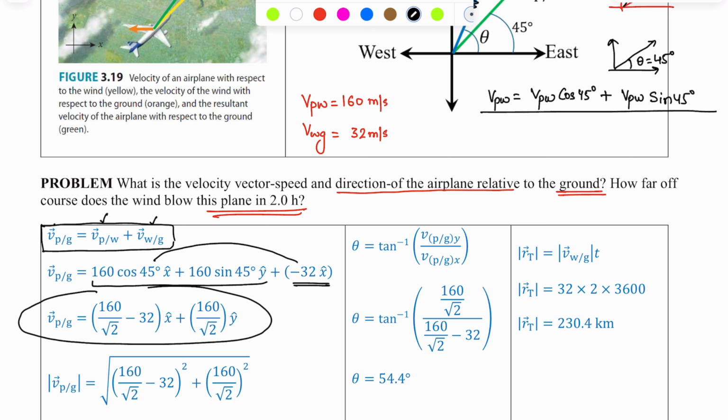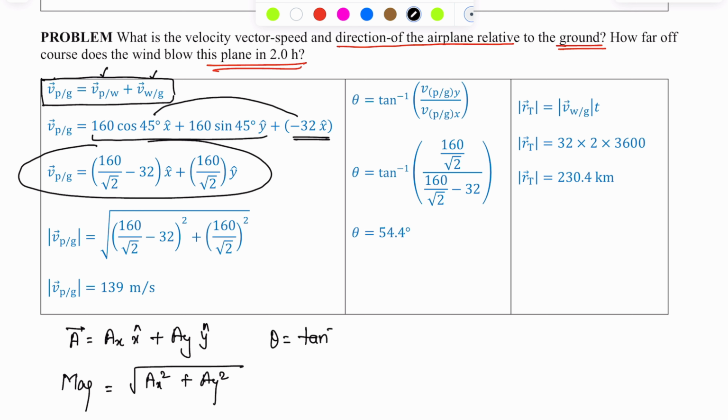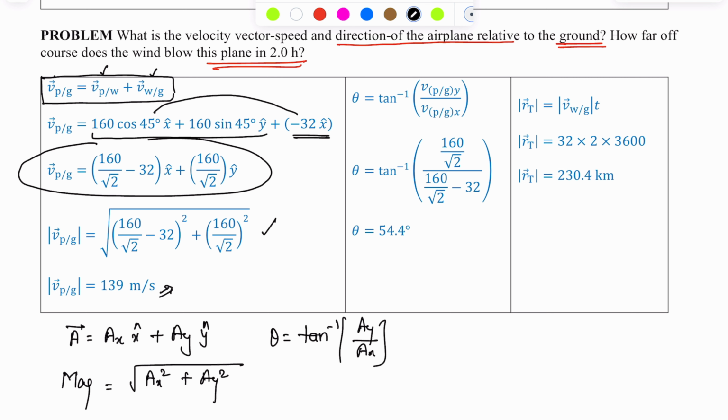Now we have to find the magnitude, and you already learned how to find the magnitude. For any vector A equals Ax x cap plus Ay y cap, the magnitude is the root of Ax squared plus Ay squared, and the direction theta equals tan inverse of Ay divided by Ax. So you get the magnitude 139, and the direction is y component divided by x component.